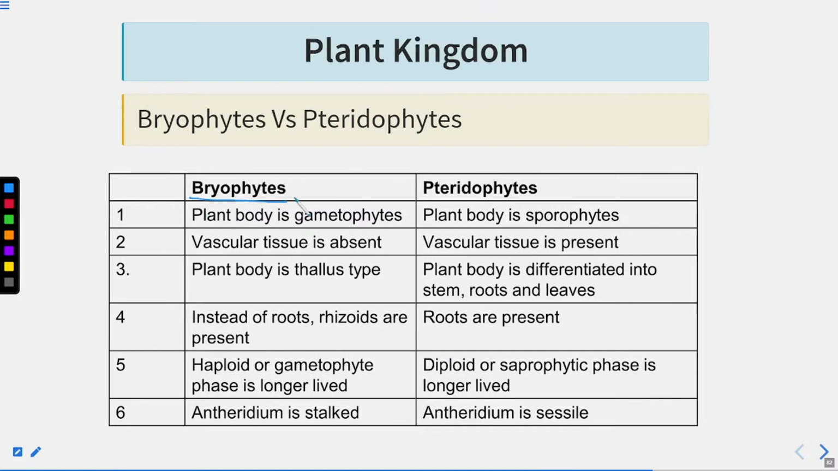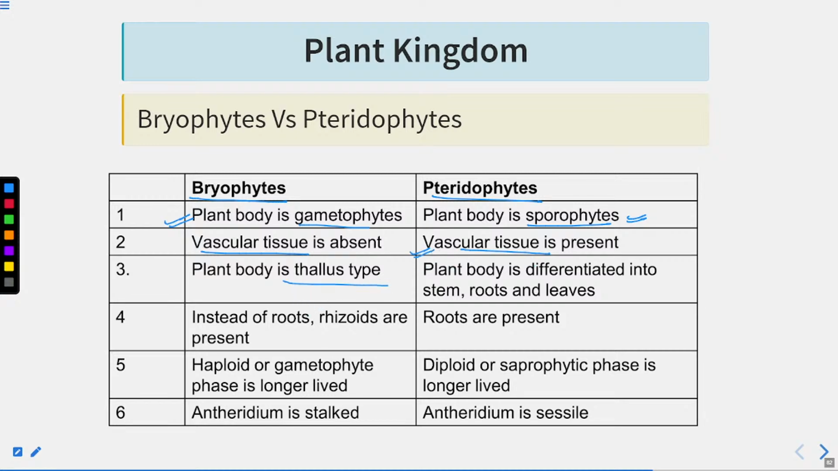Now comes the difference between the bryophytes and pteridophytes. What is the main plant body in the bryophytes? Gametophyte. And here in pteridophytes the sporophyte is the main plant body. This is the main difference between the bryophytes and pteridophytes. In bryophytes vascular tissue is totally absent. For the first time vascular tissue occurs in the pteridophytes, so vascular tissue is present.